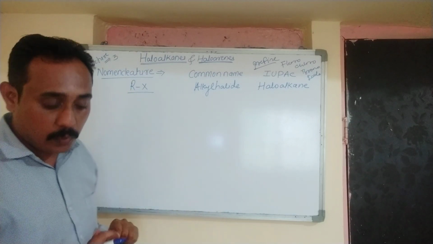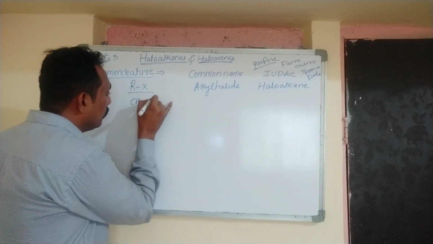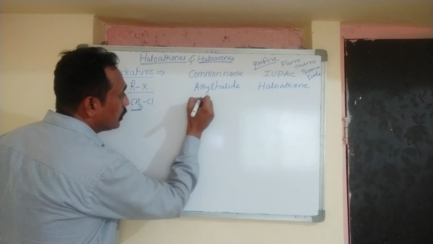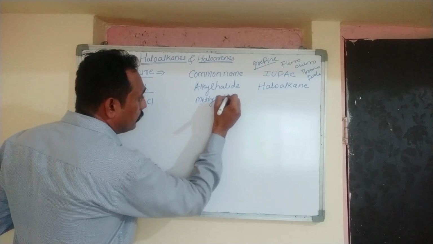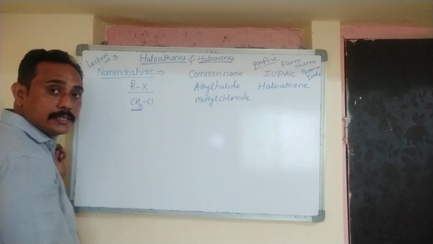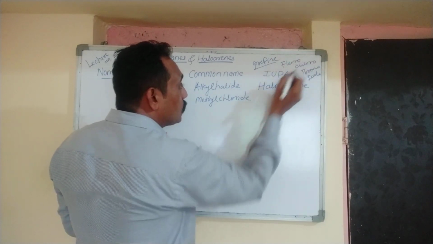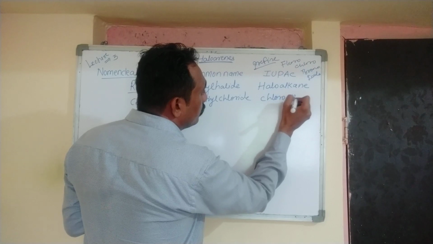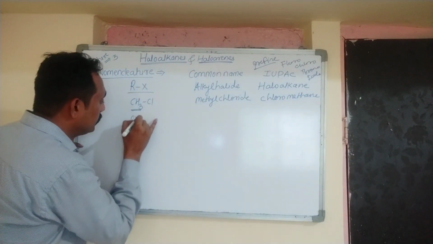So let us discuss one by one. Now the first example is CH3Cl. In the common system, which alkyl group is there? Here the methyl group is there, so we write methyl chloride. So alkyl is the alkyl group and chloride is the halide. In IUPAC, we write it as a prefix, chloro, so that's why chloromethane, right?